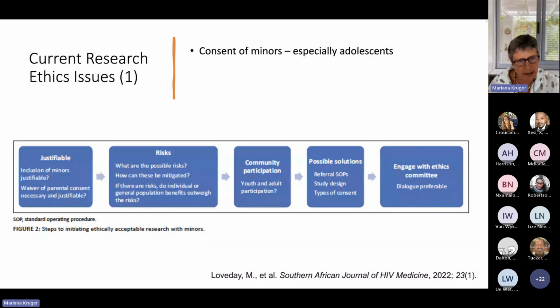Then we come to the community participation, where we go to the community and say, we want to do this research with adolescents. We think the risks are minimal. We think it can be mitigated. We don't think the parents have to be involved. Do you agree as a community? And then you look at possible solutions with SOPs and study designs and types of consent, and you then engage with the ethics committee. And it still stays pretty unclear, because it comes back again and again, and researchers will say, but it's really not necessary that parents do this and so on.